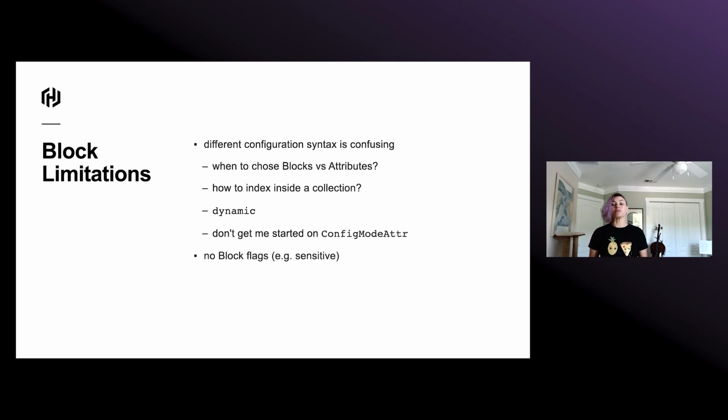There are also no block flags. When I talked about attributes, we could say that an attribute is sensitive or computed, but in a block, you can't do that. All of the items inside of a block are just there. They always have to be set by the user. There's also no zero values for blocks. So when I have an attribute like image here, I can set it to an empty string. This works. Empty disks does not actually work. You don't have a way to explicitly say, I want none of these things.